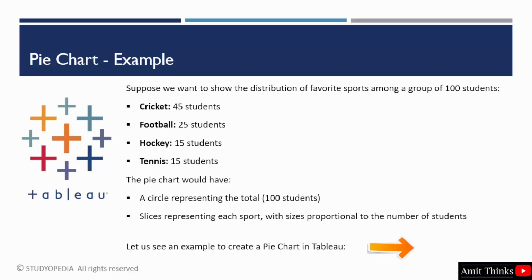The sizes of the slices will be proportional to the number of students. That means out of the 4 slices, the biggest one would be for cricket because it has the larger proportion, that is 45 students out of 100 students. So let us now go to Tableau and create a pie chart.